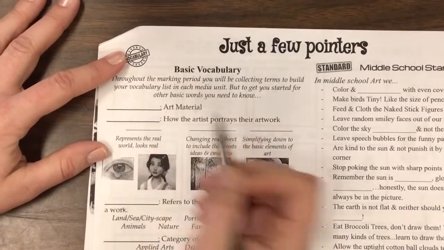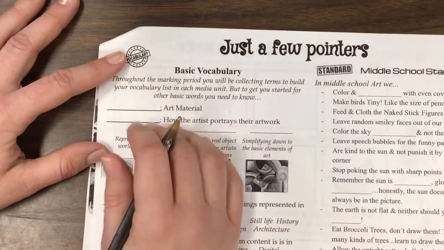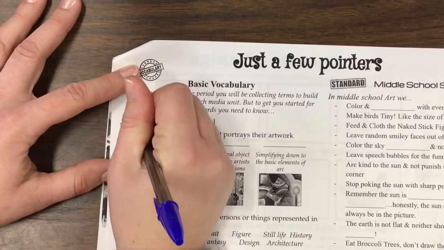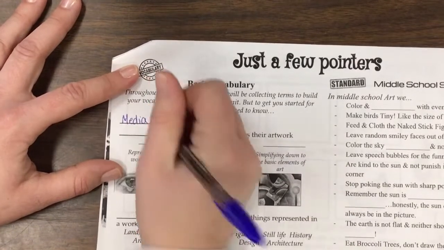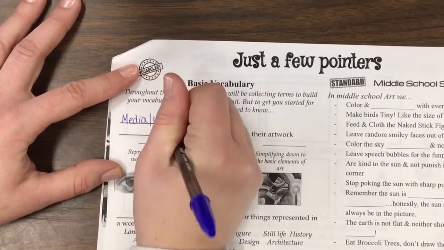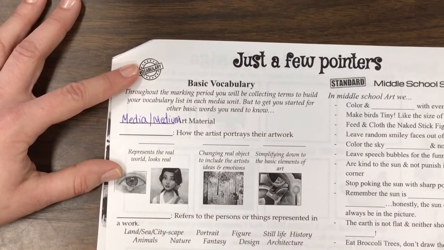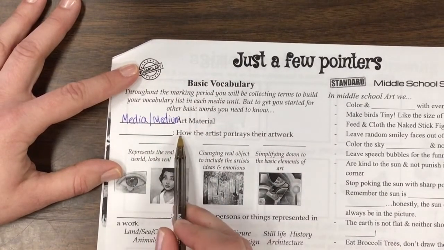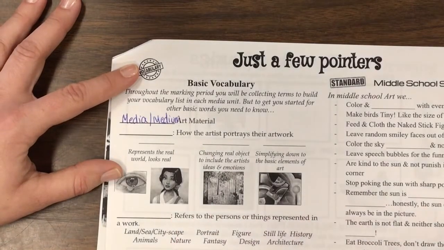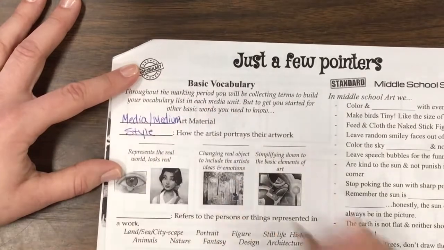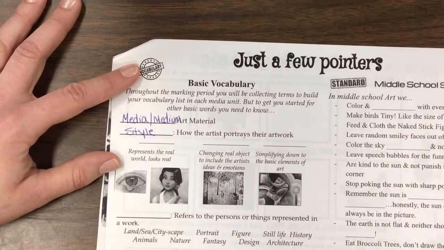First one, if you ever hear me, and by the way, I need you to write these words down, word media, okay, or medium. That means art material, okay? Next is how the artist portrays the art. This is style, all right? So there's 3 styles that I want you to know of throughout the marking period, okay?